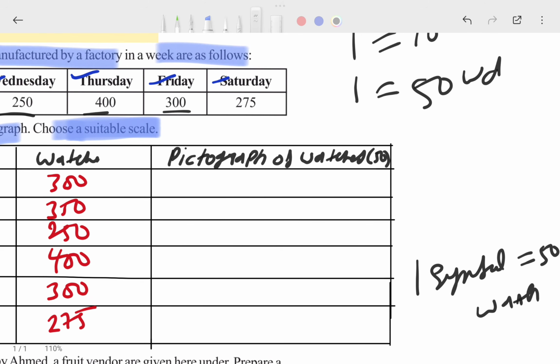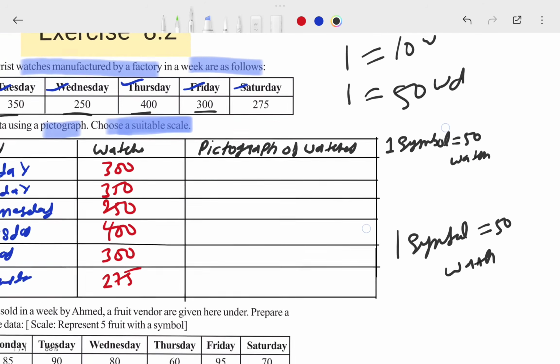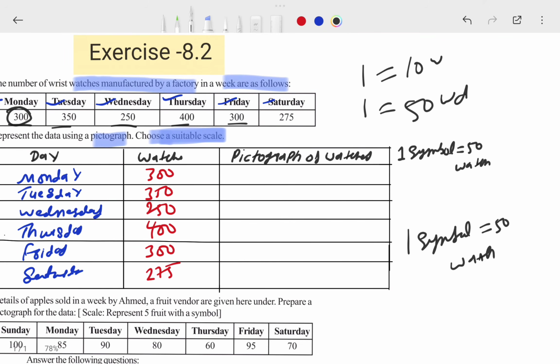Generally I don't have to write this out, but I will write it. So for the pictograph of watches, I will write here one symbol, SYMBOL, that's the spelling of symbol, equal to 15 watches. Okay, I'm writing here one symbol is equal to 15 watches.